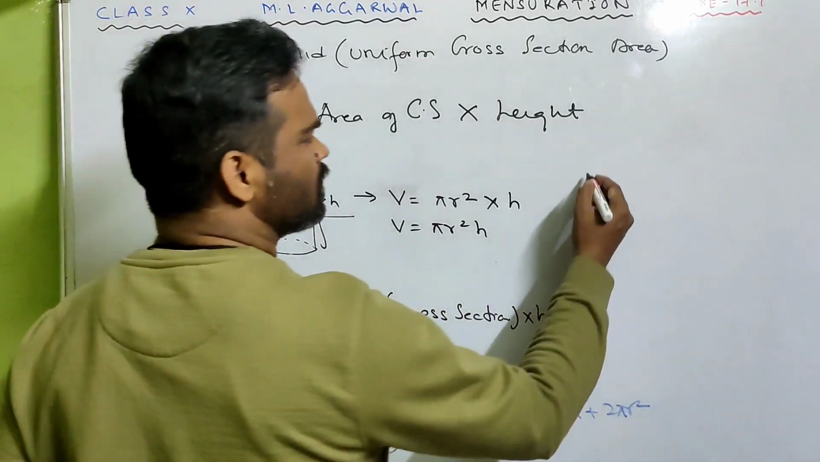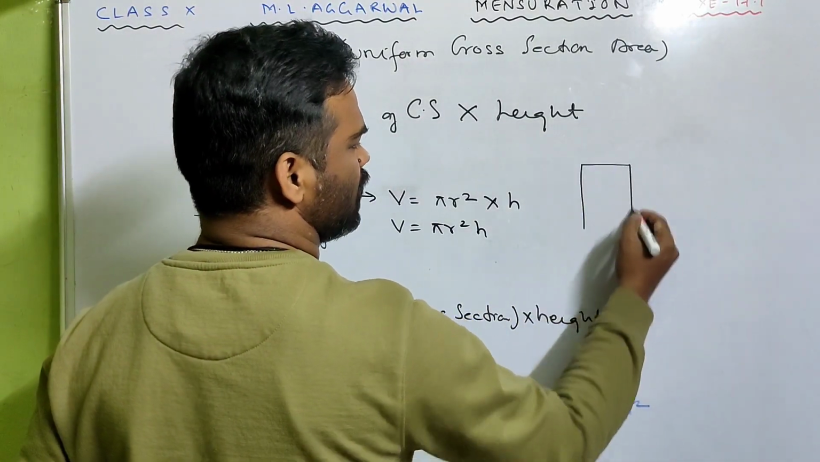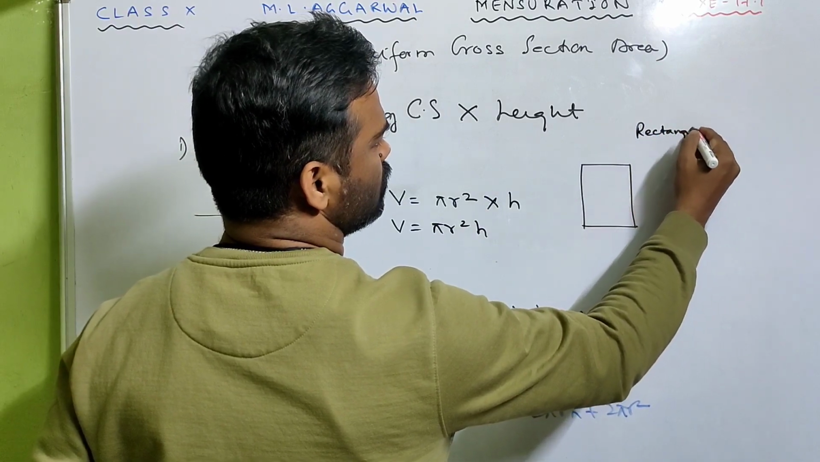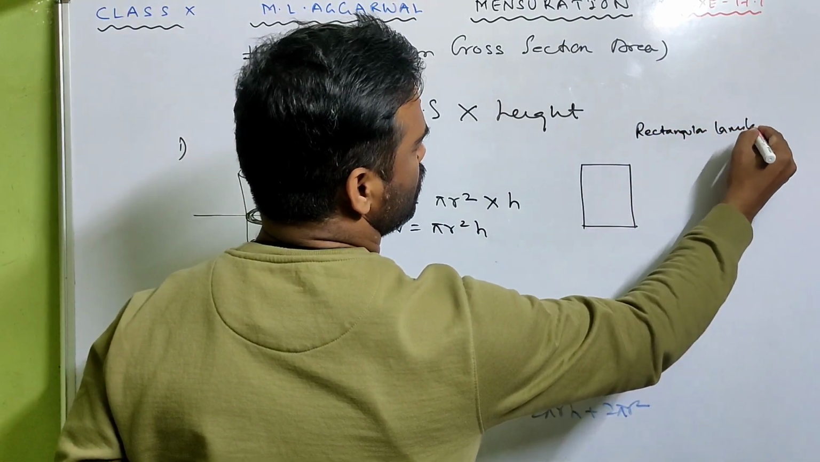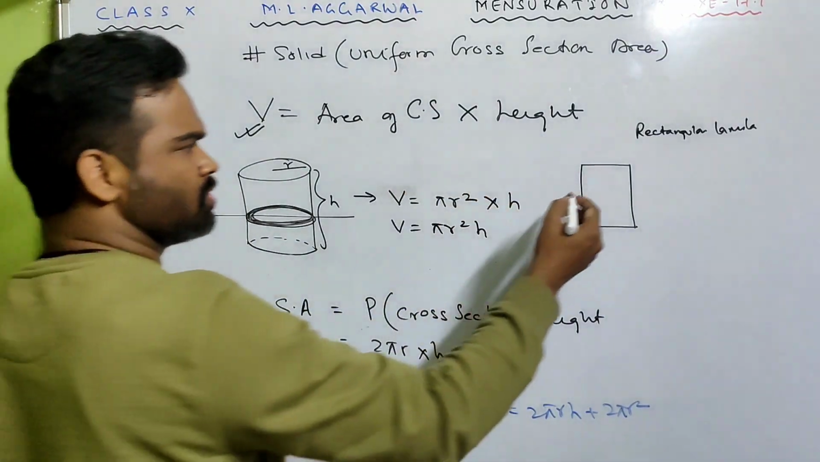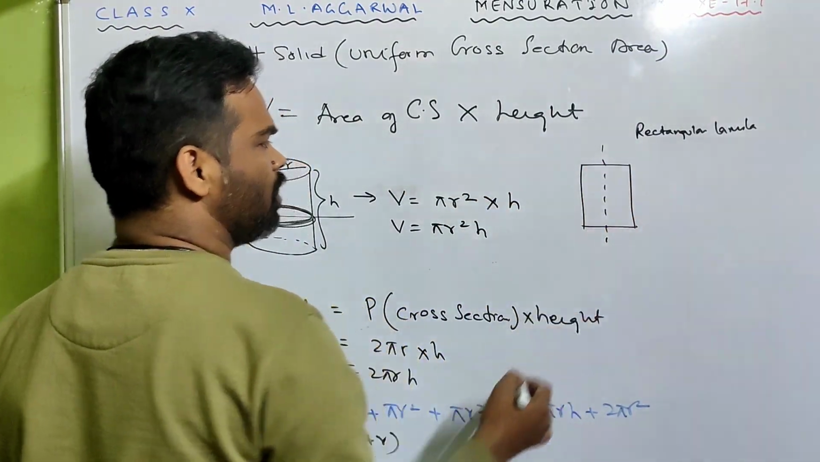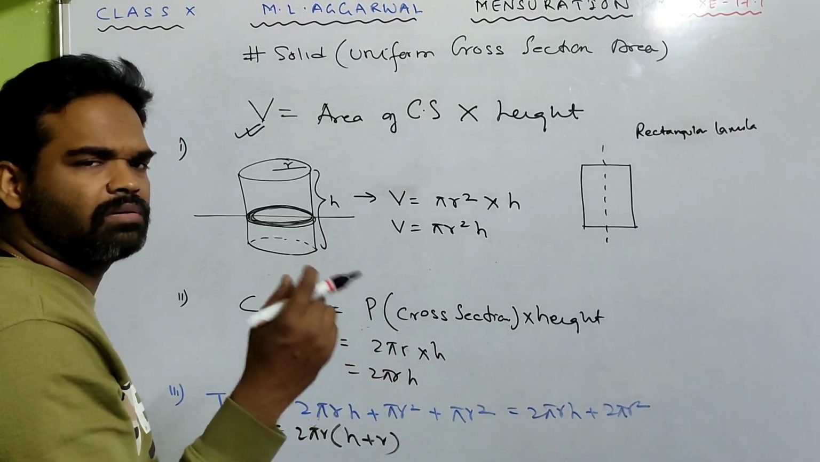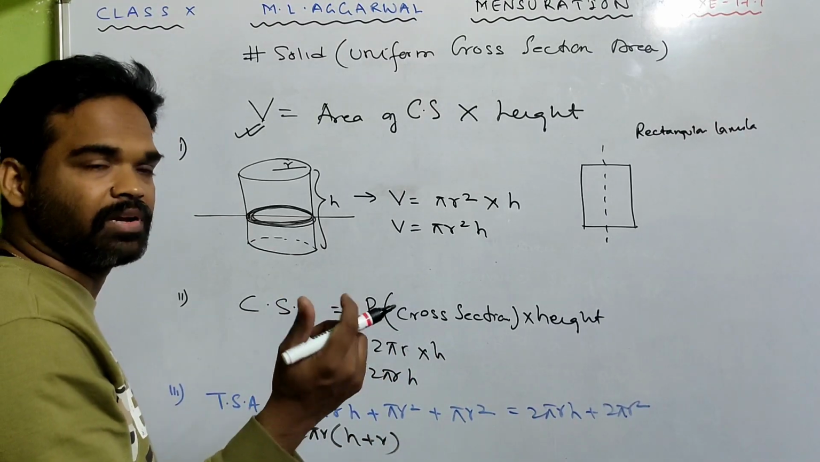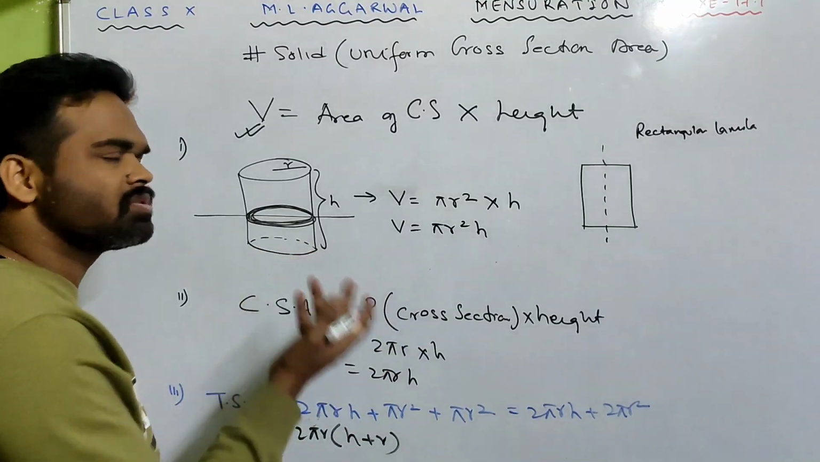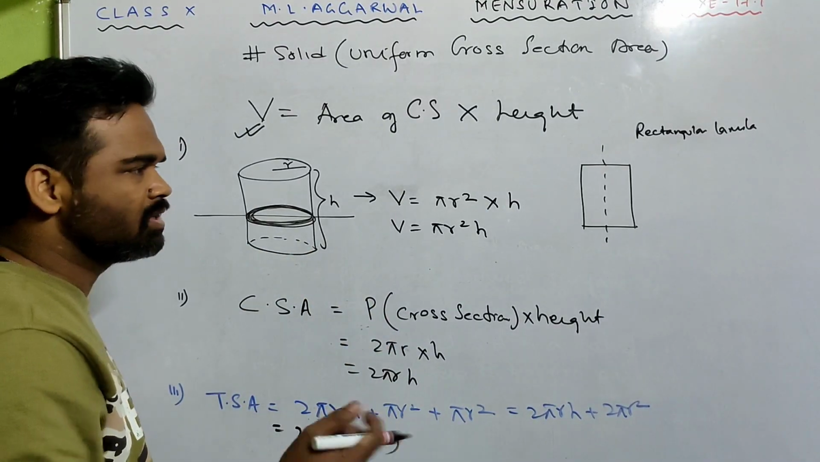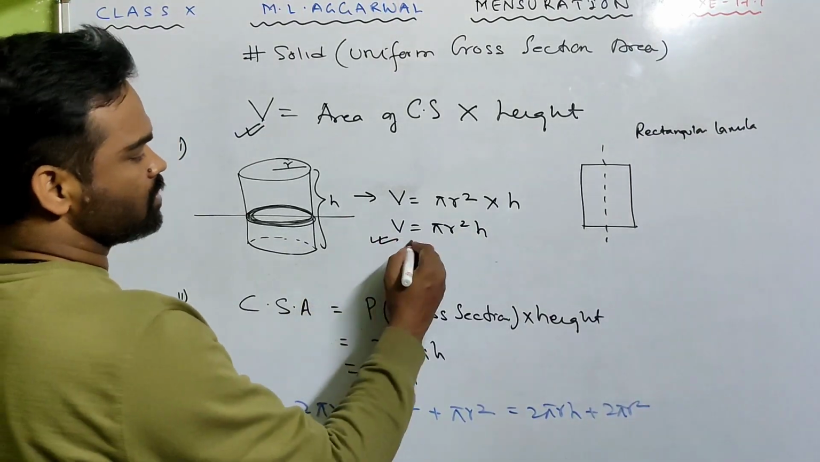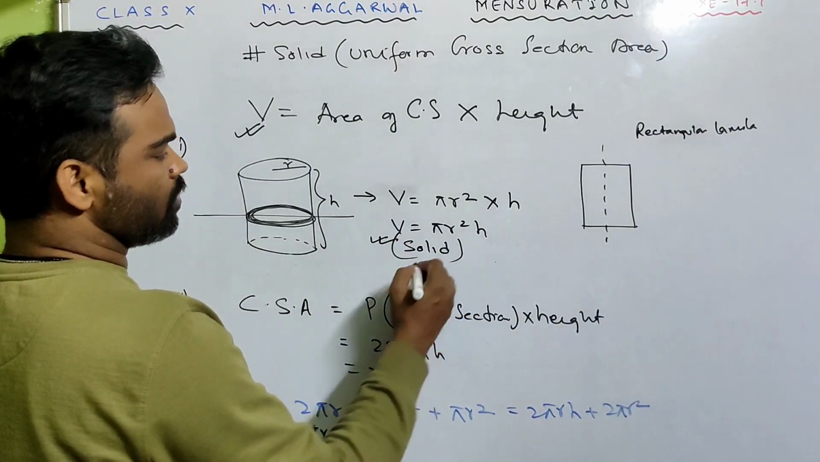You take a rectangular lamina, and you rotate this along its height, one of its sides. So the solid figure, the 3D figure which you get, is a cylinder only, isn't it? So we got the volume of a cylinder, solid cylinder. This is for solid cylinder. We'll do for hollow cylinder also.